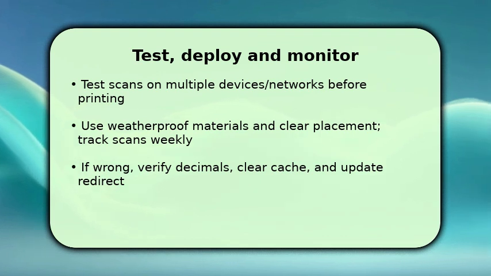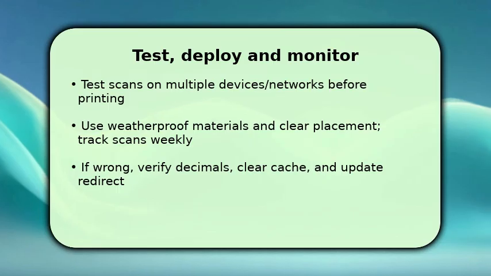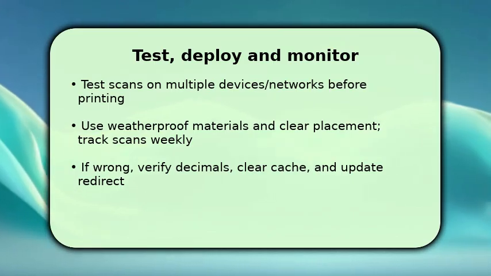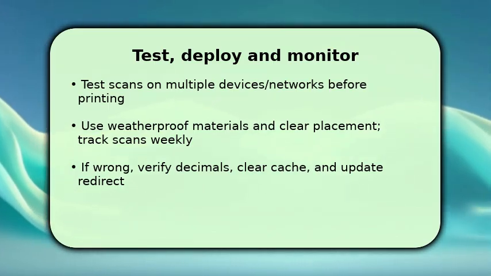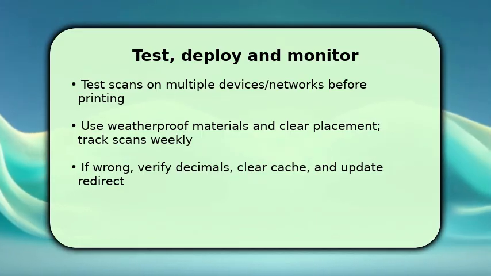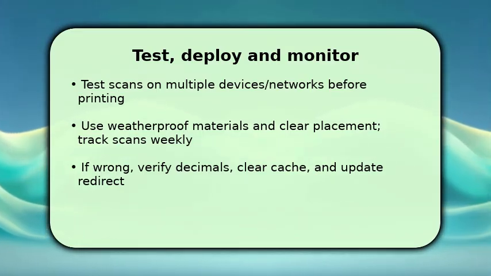Troubleshooting tip: if scans open the wrong spot, clear cached map short links, verify decimal coordinates, and confirm the dynamic QR redirect points to the updated URL before reprinting.